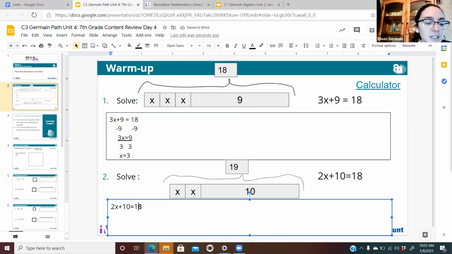Now in this one here, I have 2x plus 10 is equal to 18. What's my first move to get the x by itself here? Very good. We're going to subtract 10 from each side. Very good.